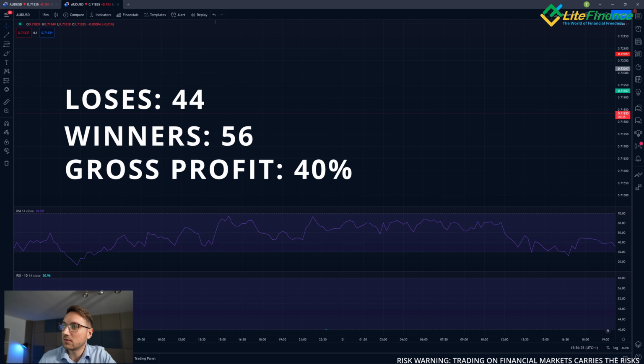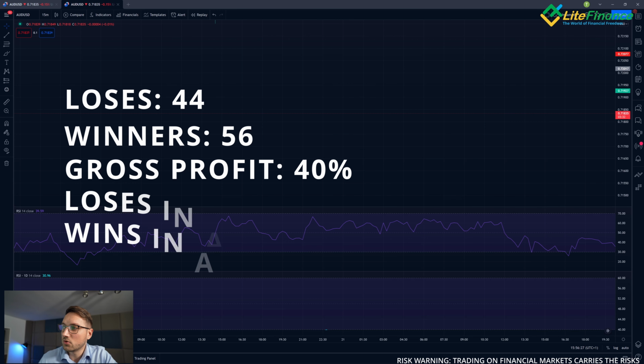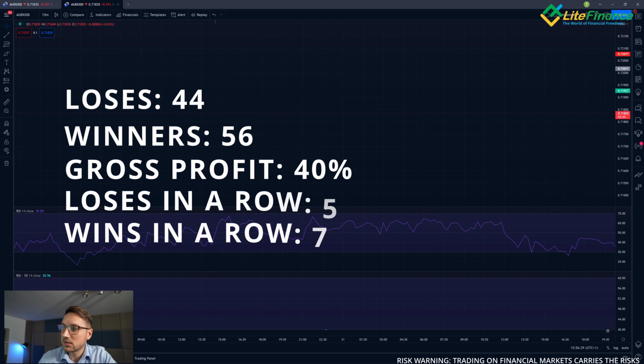As for the other data, which is interesting, this strategy had a maximum of 5 losses in a row and 7 wins in a row. We can see that the risk reward ratio is not that perfect, because it is 1 to 1.5, and we all know that the minimum that is great to have is 2 to 1. Nevertheless, it has a good win rate, and the 40% profit in a year is still something to consider.